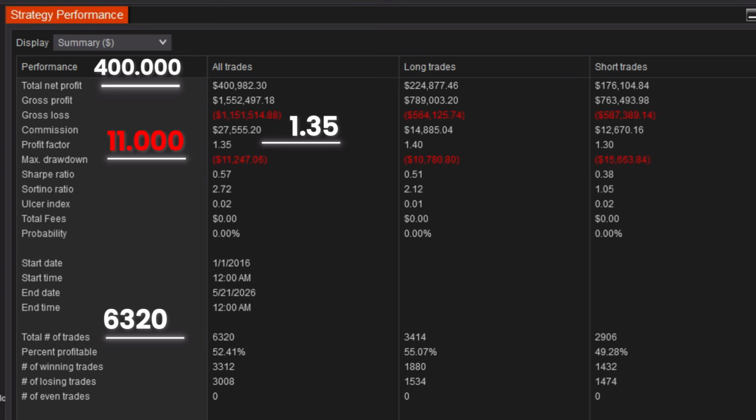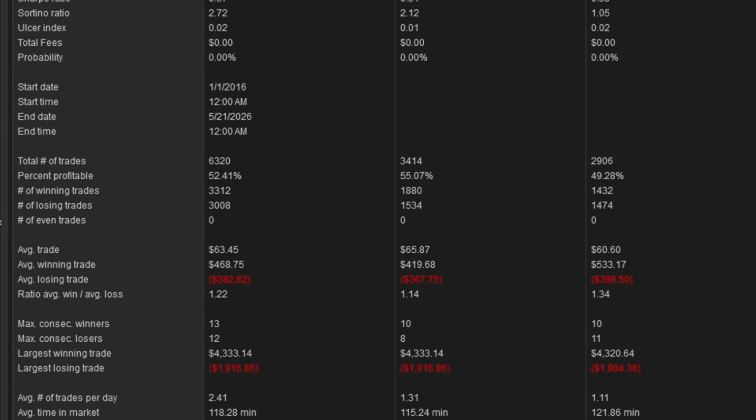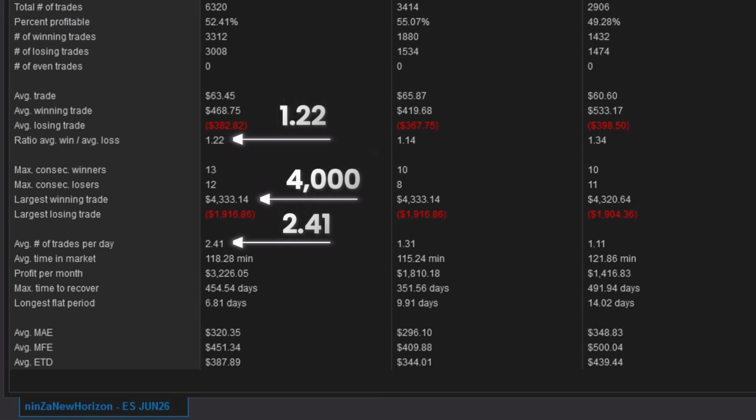More importantly, the strategy remained profitable through multiple volatile market conditions between 2016 and 2026, which is a very positive sign for a long-term automated trading system. This section also looks very solid. The strategy maintains a positive risk-to-reward structure with an average win-to-loss ratio of 1.22, meaning the winning trades are generally larger than the losing ones.